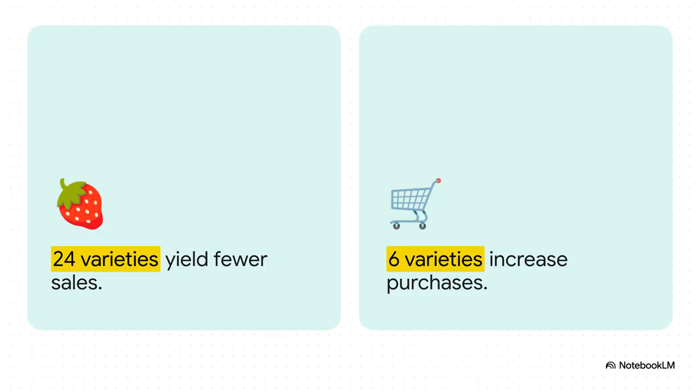Researchers set up a grocery store display with either 24 varieties of jam or just 6. And while logic tells us that having more options should lead to more sales, reality showed the exact opposite. Sure, the massive 24 jam display got a lot of attention, but it yielded far fewer actual purchases. Why? Because the brain simply exhausts its cognitive bandwidth trying to compare every single one of them.